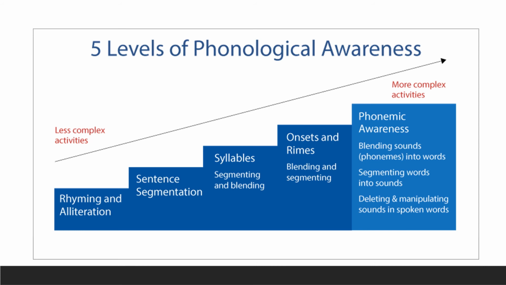And then finally, phonemic awareness, in which we segment each of the sounds in the word. So again, this goes from easiest to hardest. So this goes from preschool, rhyming and alliteration. We can do sentence segmentation, even some syllable segmentation, right up through 2nd grade.